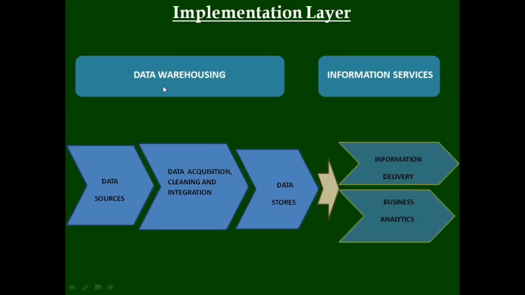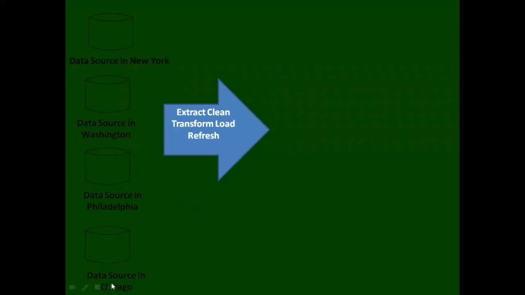After data acquisition, cleaning, and integration, we store that data in the warehouse, and the information service will deal with information delivery and business analytics. By this example, we can understand how the process is done in data warehousing. We have a data source in New York, we have a data source in Washington, we have four different locations for the data source, and we are extracting, cleaning, transforming, loading, and refreshing to the warehouse. After completing the warehousing, we apply the information service, and that information service will give you the reports and analysis. It will deliver the information and business analysis to the end user.